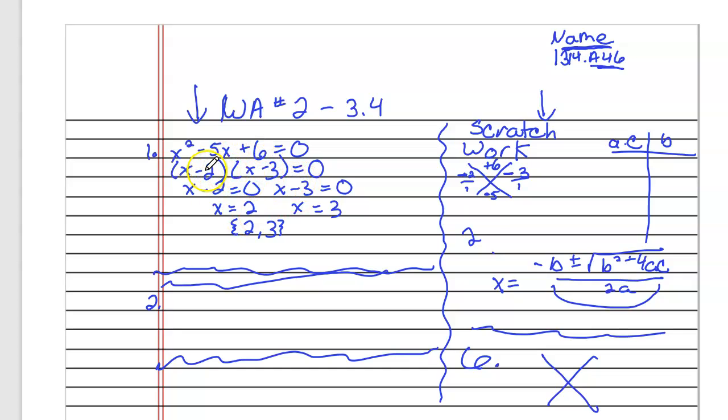when you're doing it. I want to see the factored step. I want to see this step, not just go from here to here. I want to see you setting those factors equal to 0 and solving. Okay? So again, if you have any questions, please let me know.